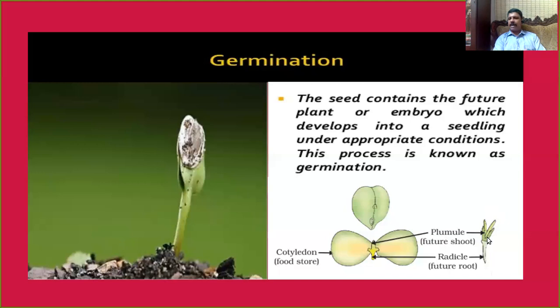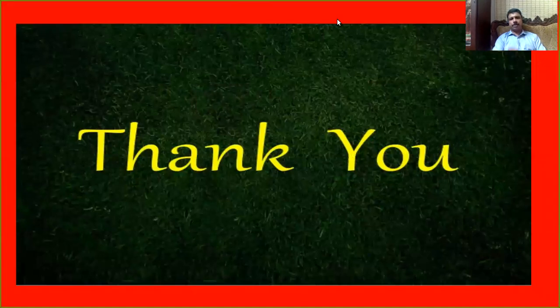As a result, the seed germinated to form a new plantlet. The development of plantlets from a seed is called germination. Dear students, this is the process of sexual reproduction in angiosperms or flowering plants. I hope you have understood all the concepts. I request all of you to go through this video lesson again and again for better understanding.